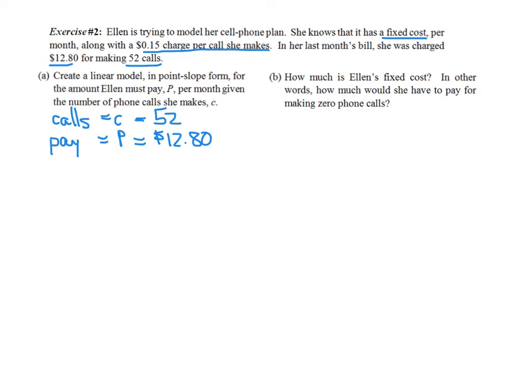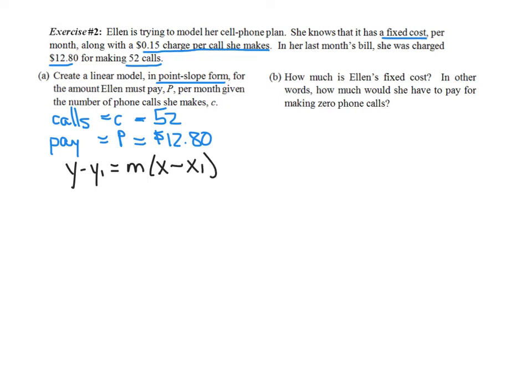This time, we're going to have to use the point-slope equation of the line so that we can make the equation. Remember that the point-slope equation of a line is y minus y1 equals m times x minus x1.